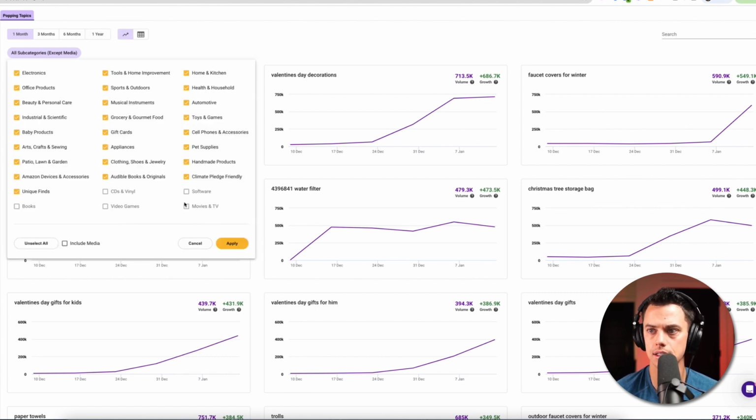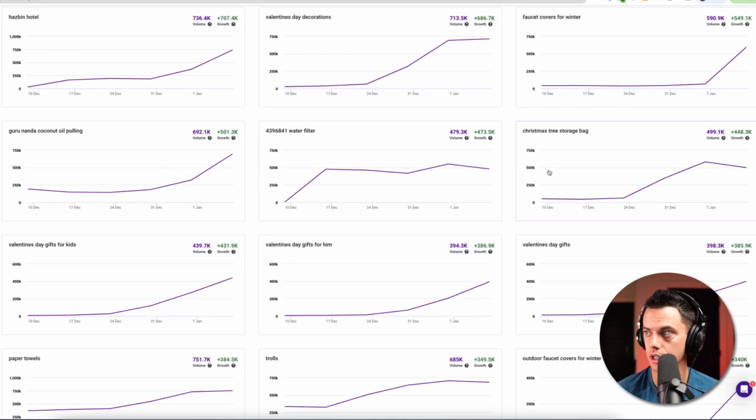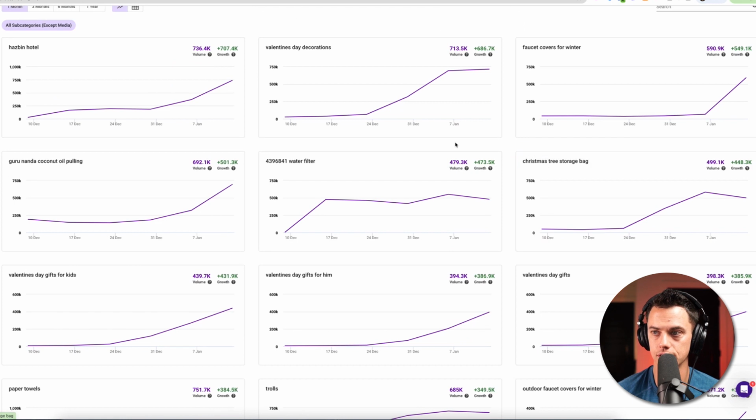Media is unselected, but I think we're still going to see maybe search terms because people may just be going to Amazon.com and searching Has Been Hotel, if that's how you say it. But anyways, we can see a lot of other popping topics here within just all categories. So one that we can see, here's a good example right here. In the past month, the search term Christmas tree storage bag has exploded.